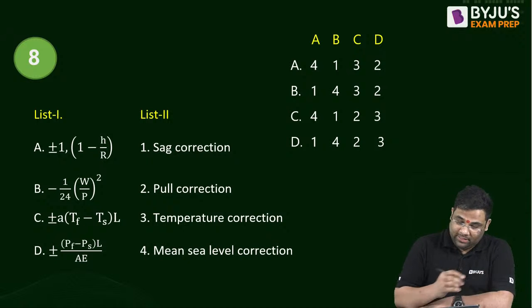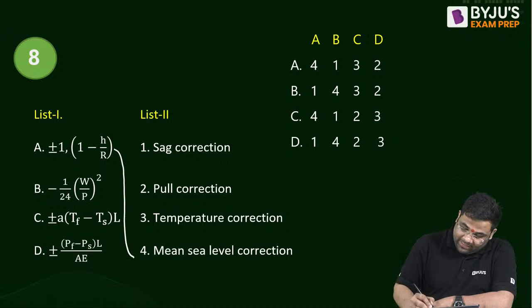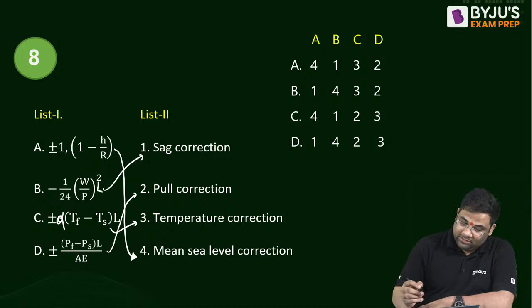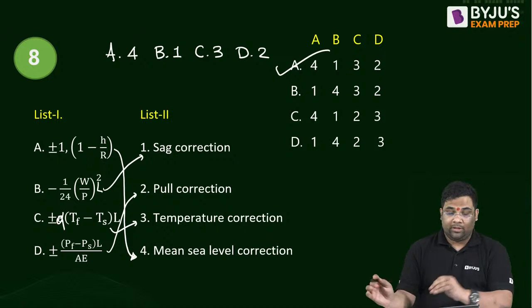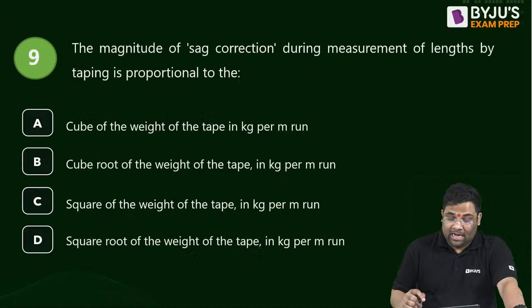A, very good. You see, this is your mean sea level correction. Alpha is there here. So it is your temperature correction. And then this is your pull correction and this is your sag correction. Actually, one L term also will be here. So this is A4, B1, C3 and D2. So the answer is A. Like this, they can ask you direct formulas also.